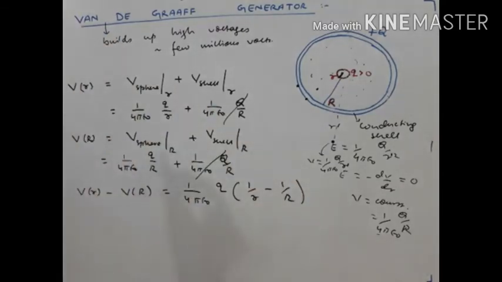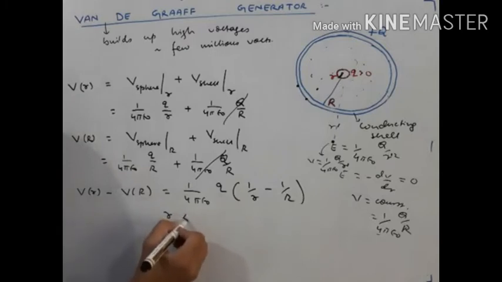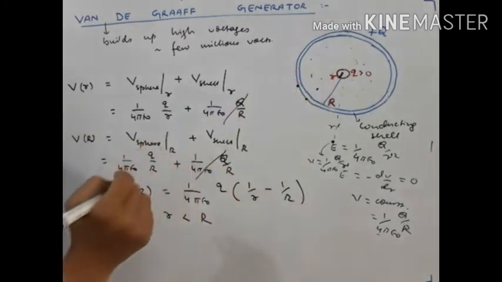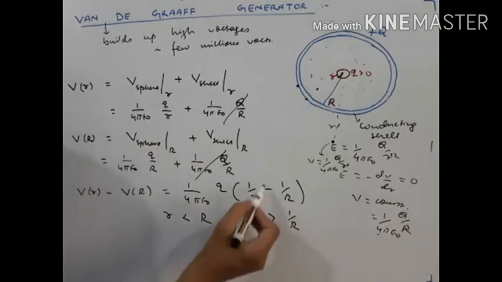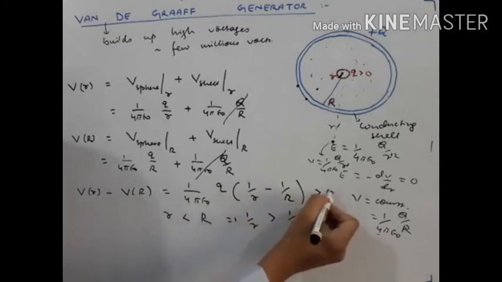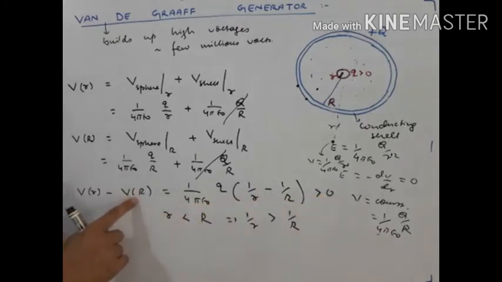Now this small r, students, is less than capital R. It is clear in the figure. This implies 1 by small r is greater than 1 by capital R. If this is greater than this, the difference must be greater than 0. So V r minus V capital R is greater than 0. That means this difference is positive. This is possible only if we are subtracting a smaller number from a bigger number. That means potential at small r must be greater than potential at capital R. Is it clear, students? This is very important.